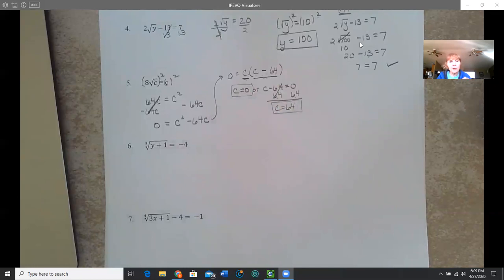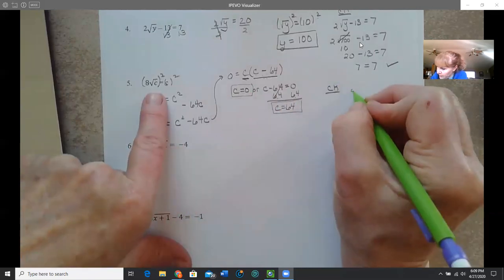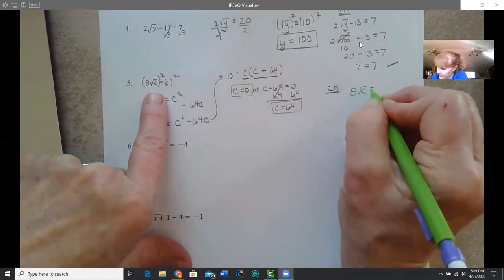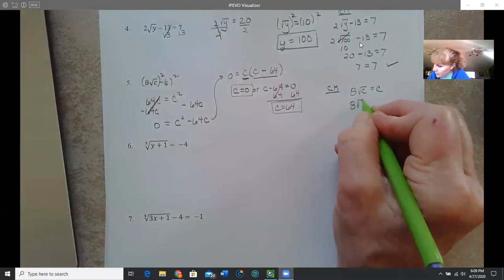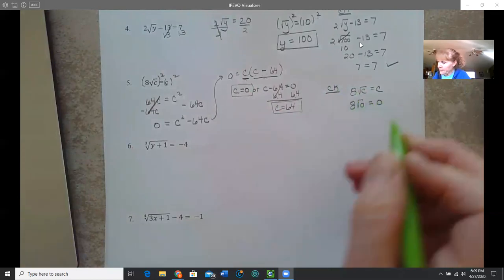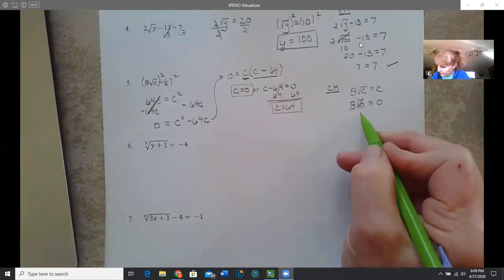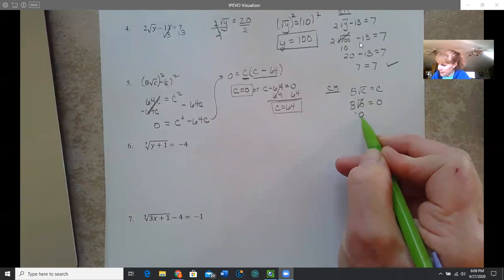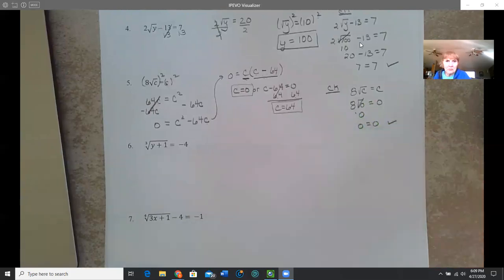So we're going to go back to the original and do our check now. We're going to take our original. There was our original. We're going to put both of our numbers in. Let's try putting in 0 first. So 8 times the square root of 0. Well, the square root of 0 is 0. 0 times 0 is 0. Checks. So c works. Yay.